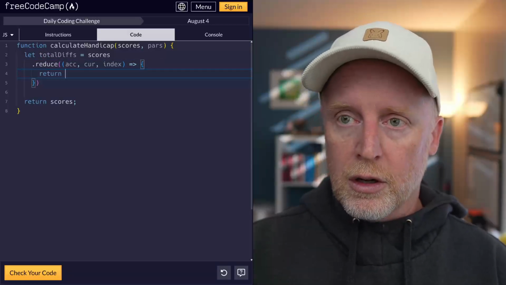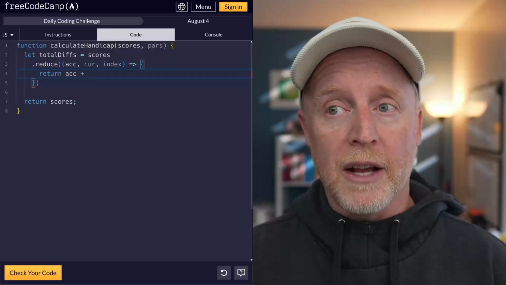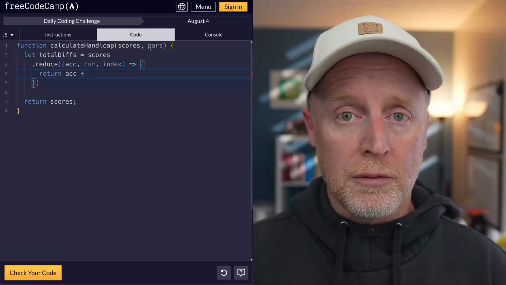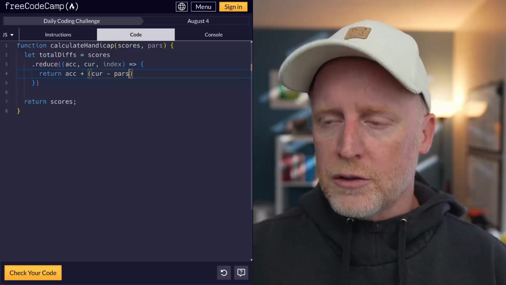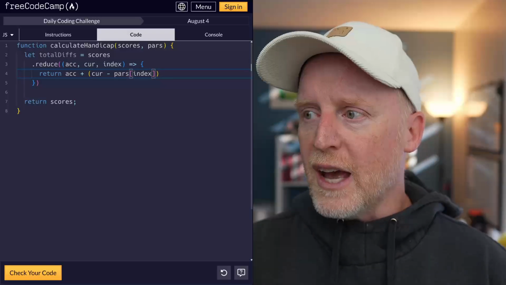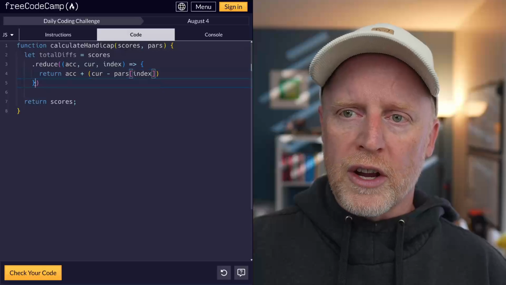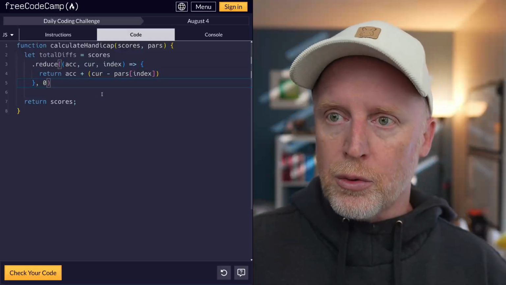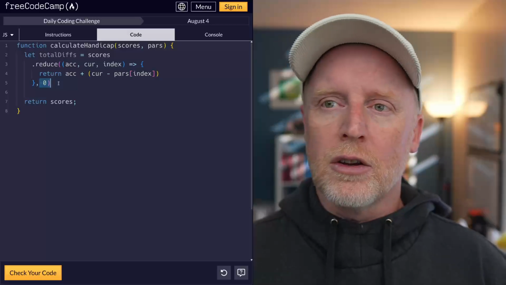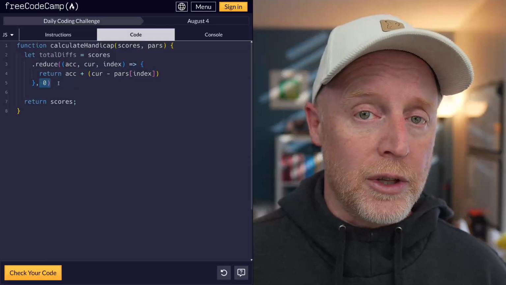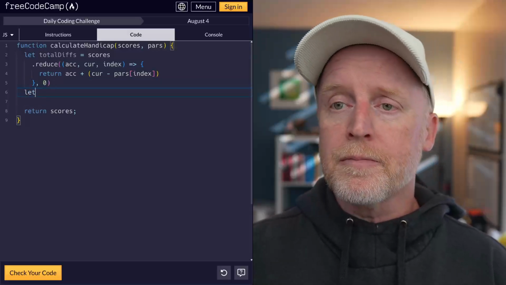We return the accumulator plus whatever the current minus that current par is, right? So we wrap it up, current minus pars index, right? And that should do it. Now, the key here is that we have the scores, right? We really want this to start at 0 because we are doing some math here. So setting our initial value as 0 makes sense. Could we have done it as like a for loop or something? Absolutely, right? Options. Always options, but let's keep going, okay?